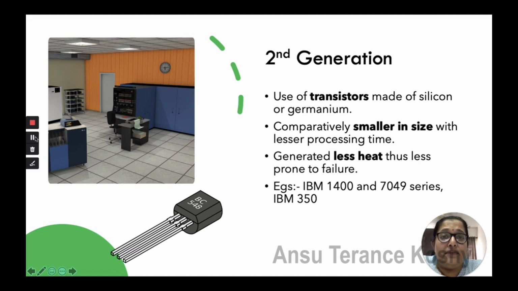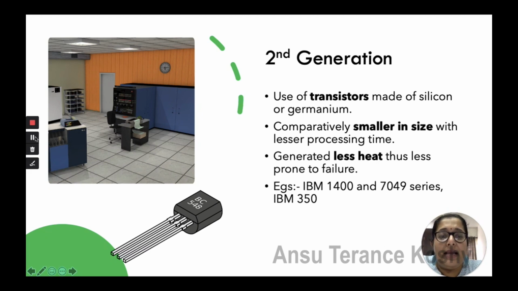It was comparatively smaller in size with lesser processing time. The size was smaller compared to the first generation of computers and it took lesser time for processing the data. Generated less heat, thus less prone to failure. That is, the heat emission from these transistors was very less compared to that of a vacuum tube. So, the output was better in the case of a second generation computer.